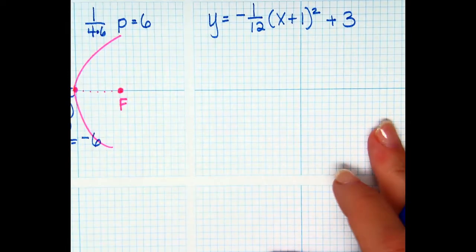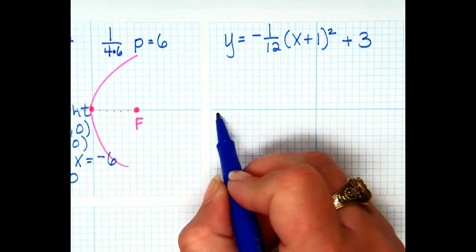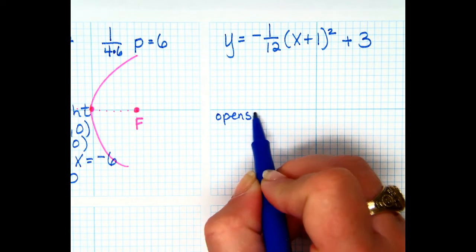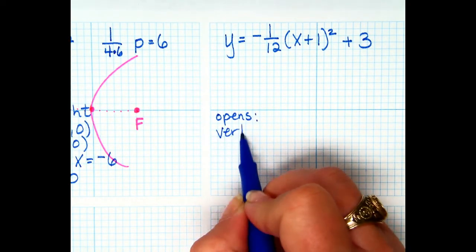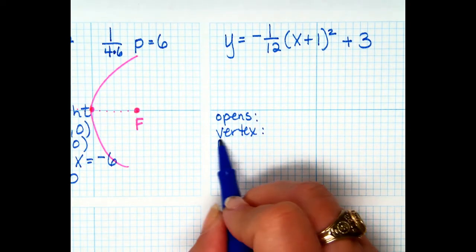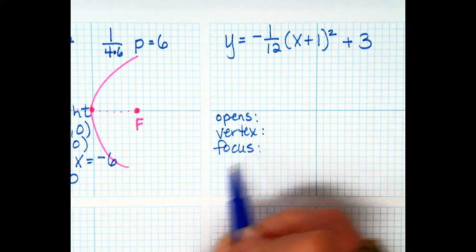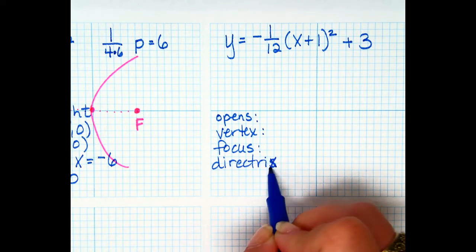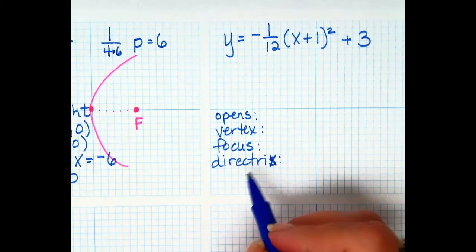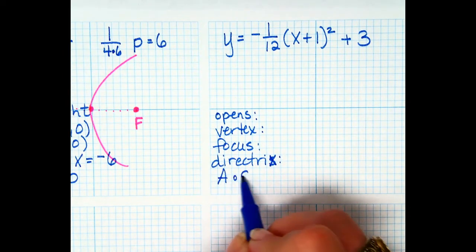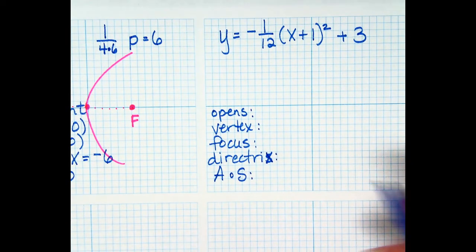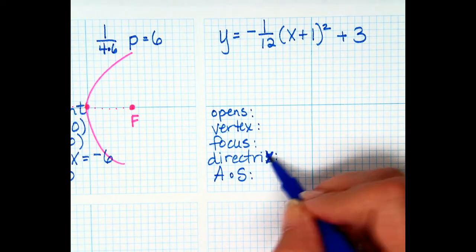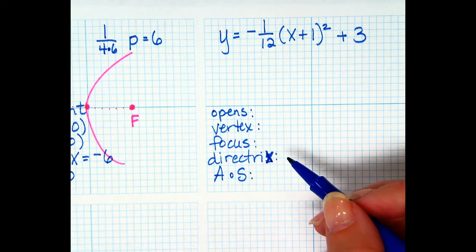All right, look at this one. I need which way it opens. I need the vertex. I need the focus. I need the directrix. Whoops. Not directress. I don't know what that means. An axis of symmetry. Try to spell directrix right, but if you don't, I'll forgive you.